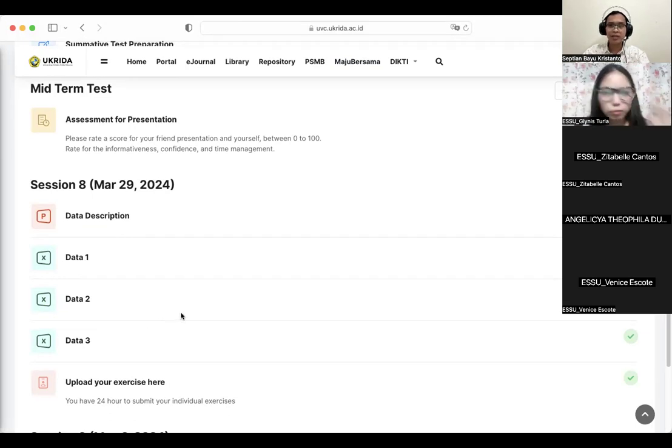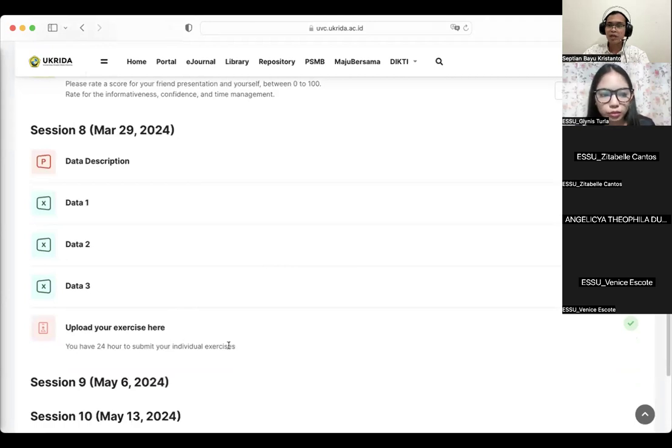I give you one day, which means 24 hours, to submit your exercise in this button. So you can try it yourself. We are using Microsoft Excel just as a simple starting point, to check that you have good knowledge and a good time for exercising in data analytics using Microsoft Excel.